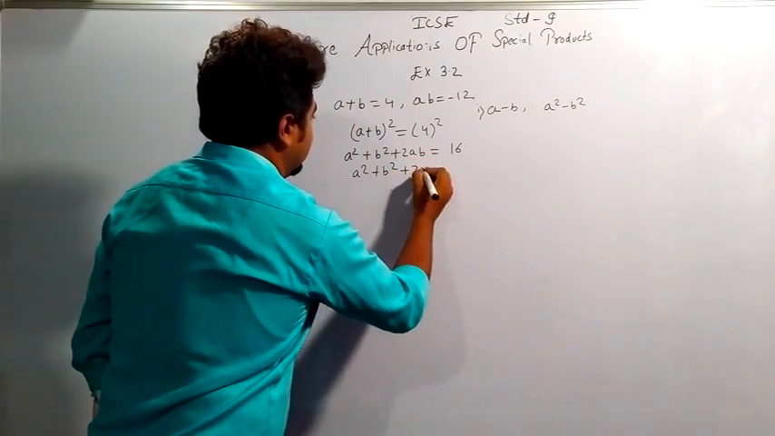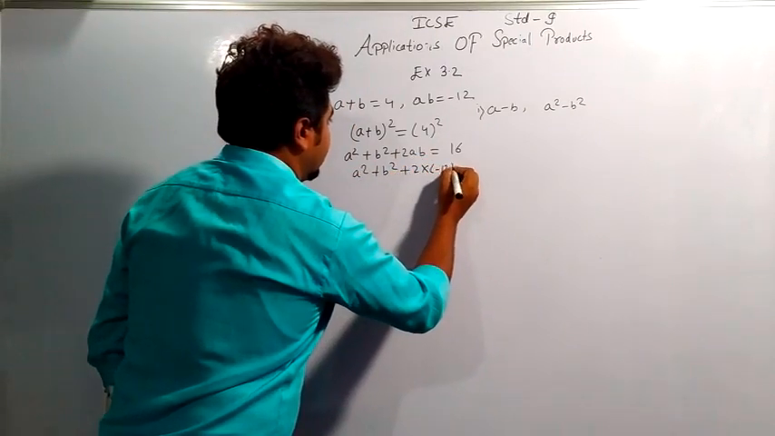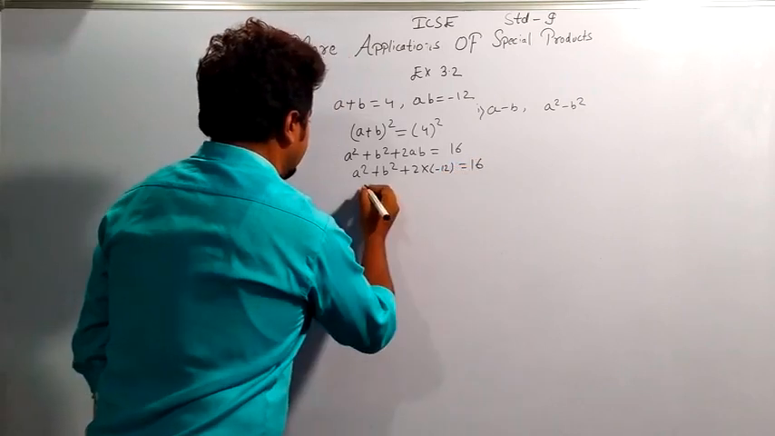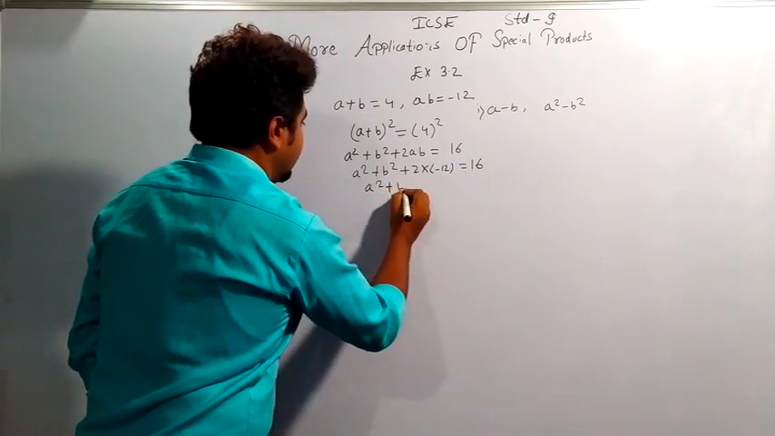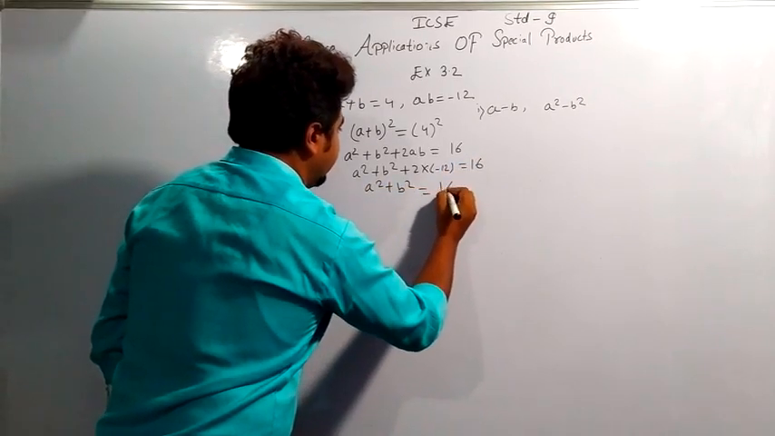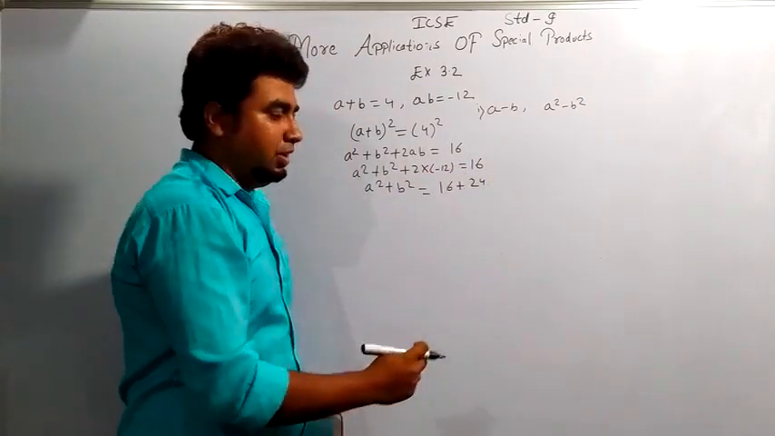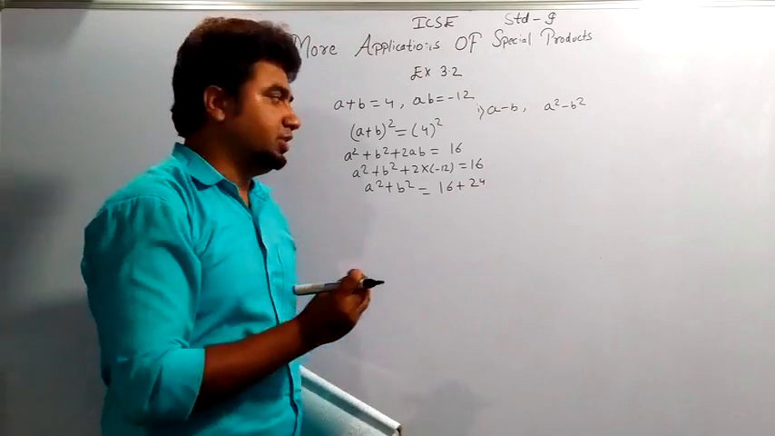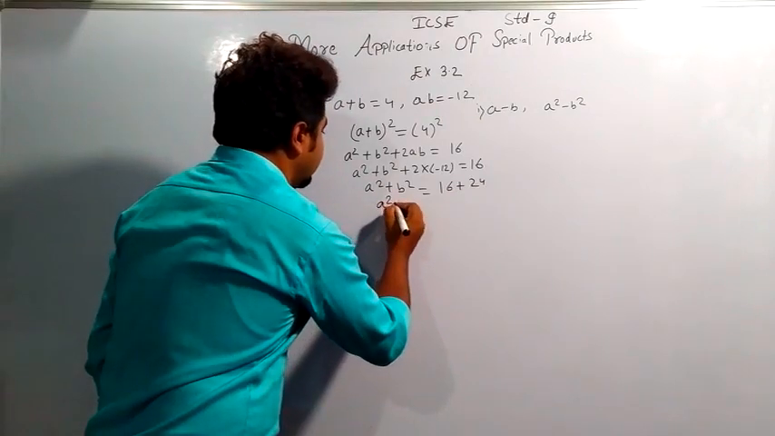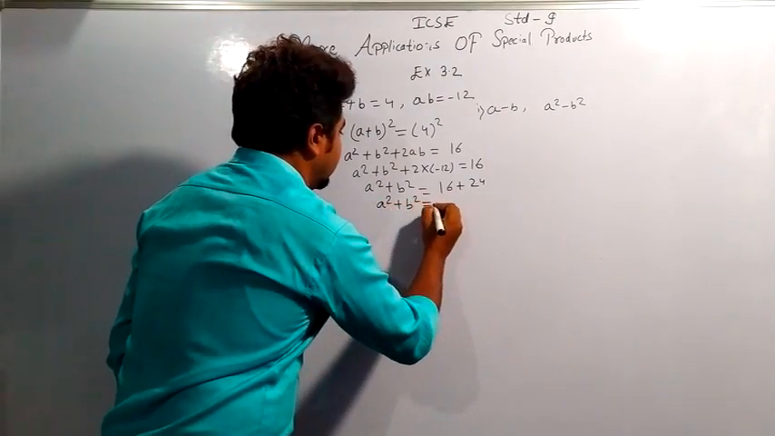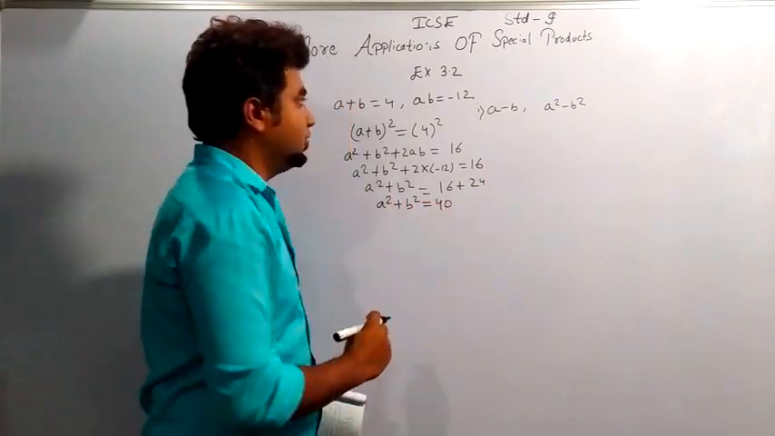So from here a square plus b square plus 2ab is equal to 16. So 2 into ab, which is minus 12, gives a square plus b square equal to 16 plus 24. Minus 24 will go to the right side and it will become plus 24. So a square plus b square is equal to 40. So this is the value of a square plus b square.